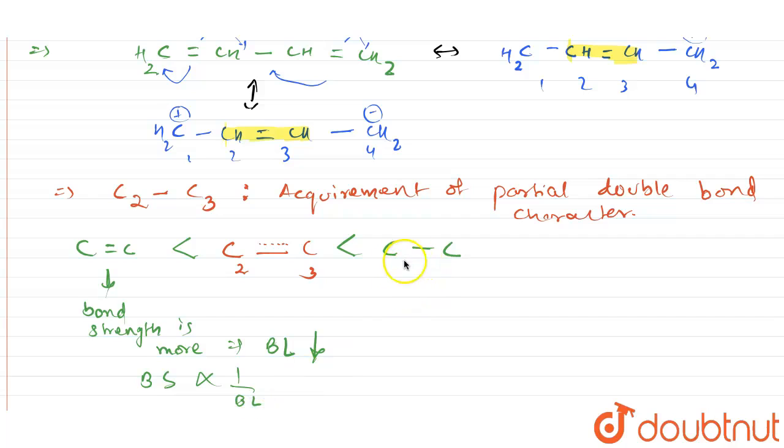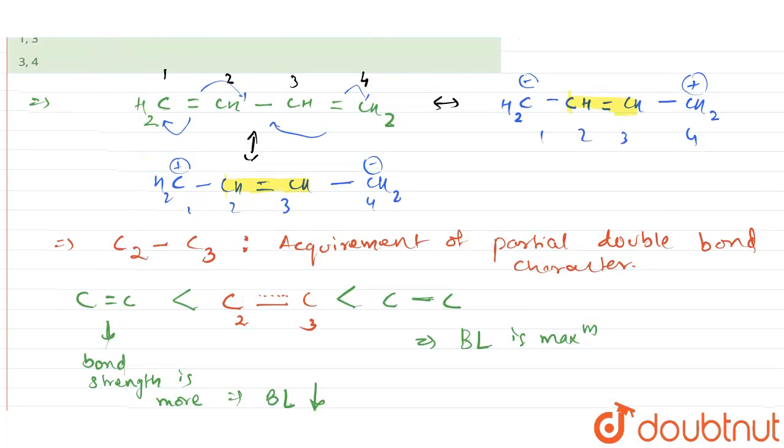Similarly, when a single bond is present, the bond length is maximum compared to a double bond. The partial double bond has acquired a partial character, but it is not completely a single bond or double bond. Therefore, it lies in the intermediate, and the bond length for this partial double bond between carbon 2 and carbon 3 is greater than carbon double bond carbon, but less than carbon single bond carbon.